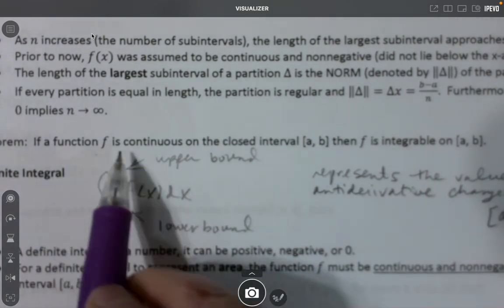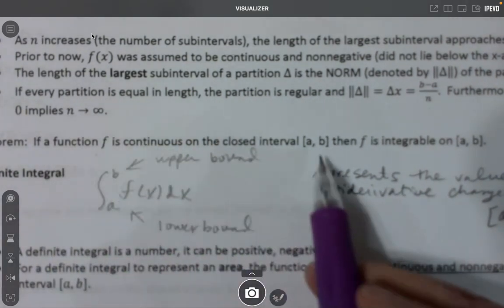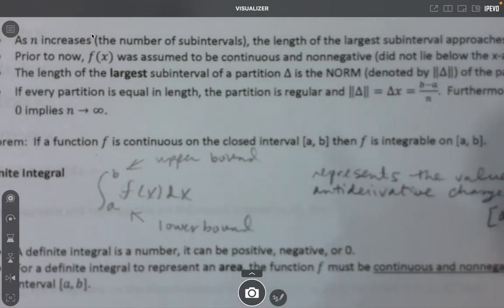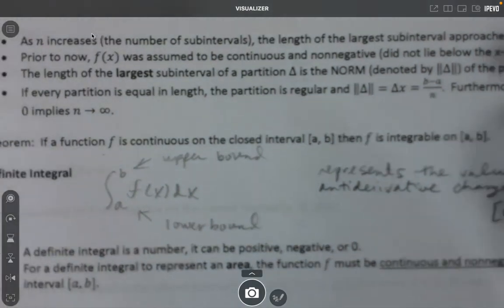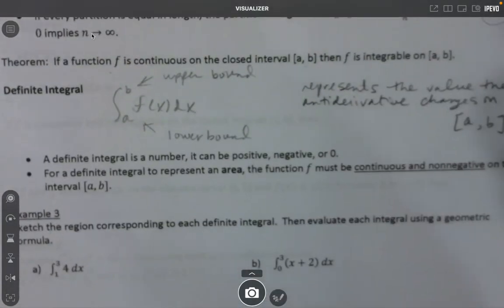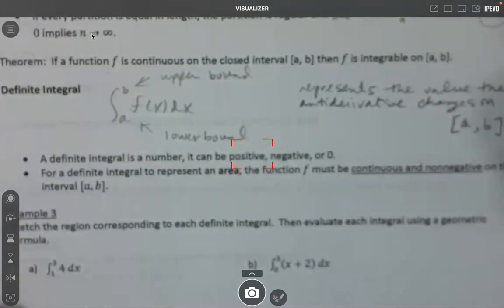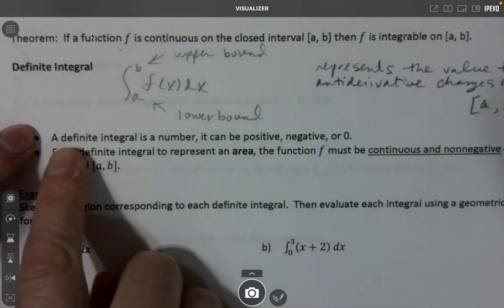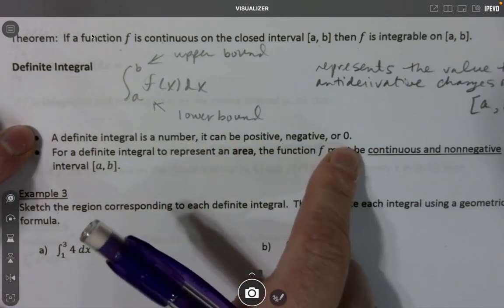If a function f is continuous on that closed interval, then f is integrable. That just means that because it's continuous, I can go ahead and integrate it. So that's what we're looking at there. I think I need to make this go out just a tiny bit and adjust it a little. Much better. Okay, so a definite integral is a number and it can be positive, negative, or 0.